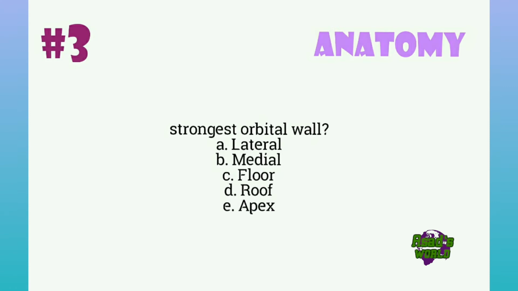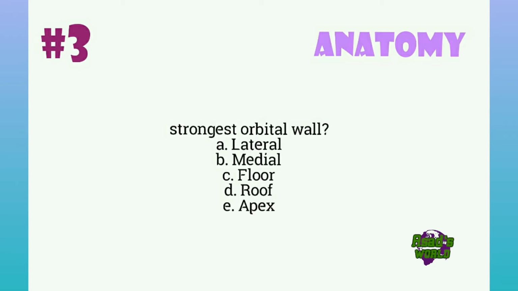Now, moving on to our third question, that is from anatomy, and the question is which is the strongest orbital wall? To understand this, we have to know the normal anatomy of the orbital wall. Now, the orbit has four walls, not five like in the options. The apex is not the orbital wall. Rest of them, lateral, medial, floor and your roof, are your orbital walls.